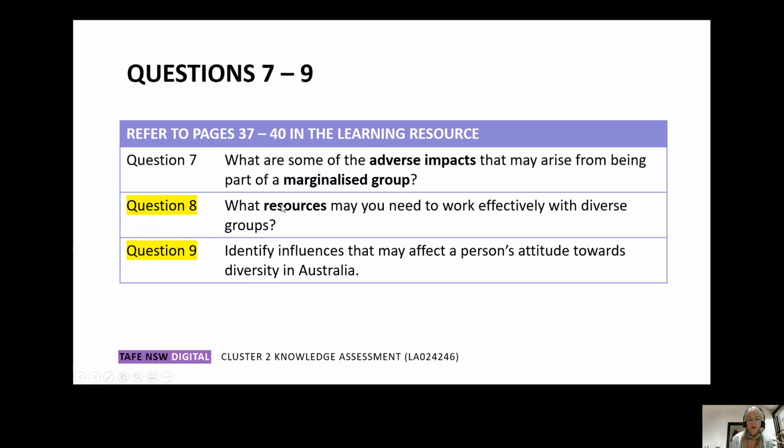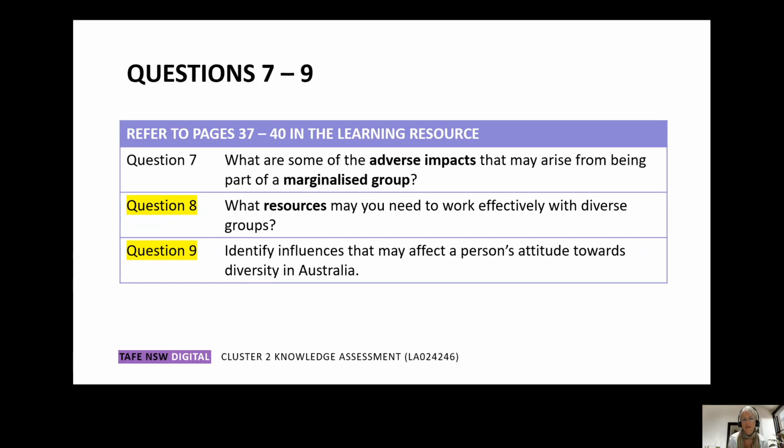Question 8 is asking what resources may you need to work effectively with diverse groups. Now, there are so many resources, and different types of resources, but go to this part of the learning resource and the sorts of answers we're looking for. Resources that relate to perhaps programs or people. For example, I'm going to give you an example straight away. Interpreters. They're a wonderful resource for working with diverse groups, particularly people from non-English speaking background.